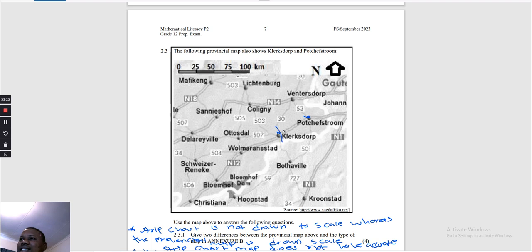At Klerksdorp. Then let's go to, hey, my campus is not straight. Hey, my campus is not straight. Otherwise it's killing me.